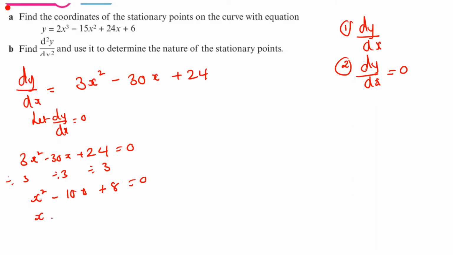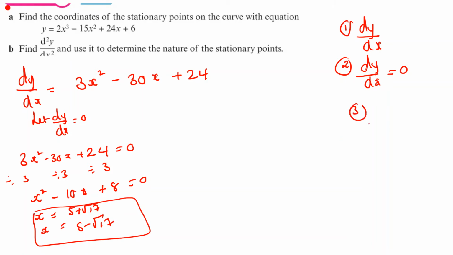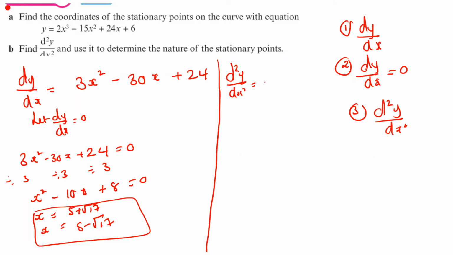So we have two values, either x equals 5 plus root 17 or x equals 5 minus root 17. So now I've found my two stationary points. Okay, I can now find d2y over dx squared, which means to differentiate dy/dx again. So d2y over dx squared, make sure your notes are nice and easy for the examiner to read, is 6x minus 30. So now I have the d2y.